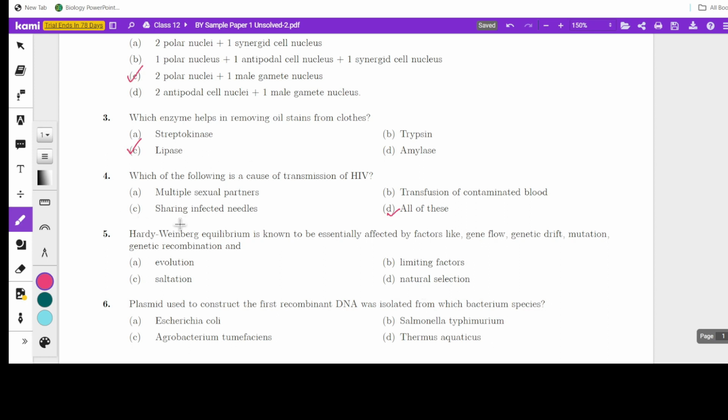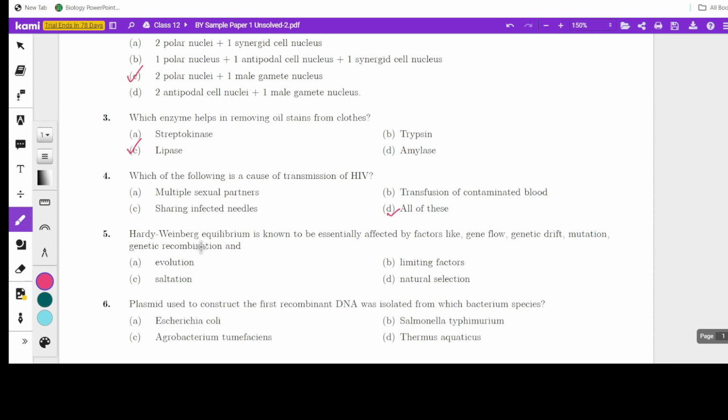Next question. Hardy-Weinberg equilibrium is known to be essentially affected by the factors like gene flow, genetic drift, mutation, genetic recombination, and those who have learned the Hardy-Weinberg equilibrium and the statements followed that will be knowing the answer well. If you do not know, let us look into the textbook and confirm what the answer is.